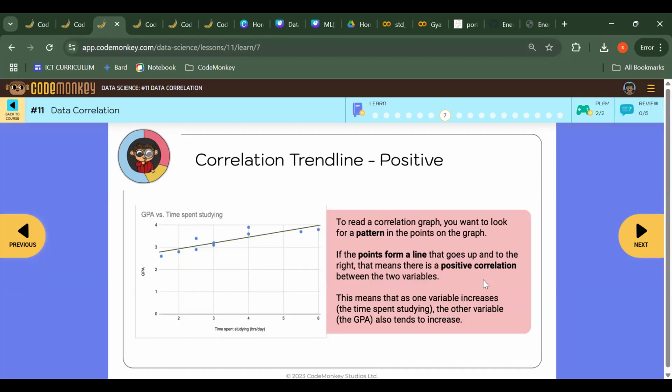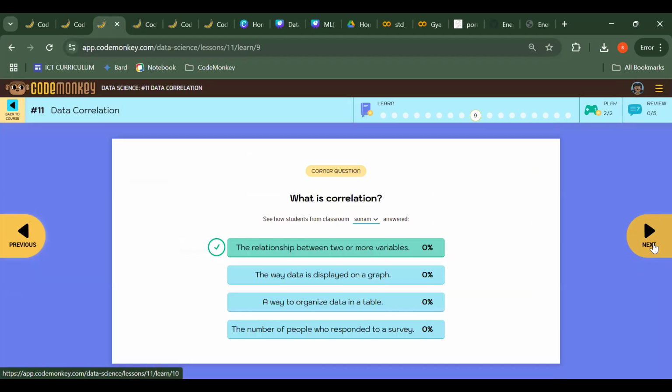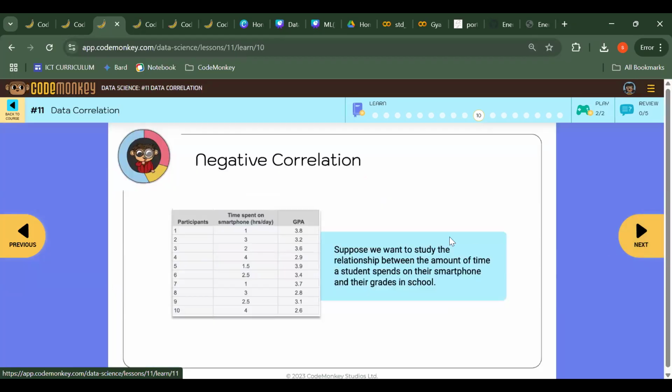Those kinds of graphs, with going-up patterns, are called positive correlation. Okay, negative correlation next. So I need the video image so you can watch later. Let's skip this question as well. Yeah, negative correlation.